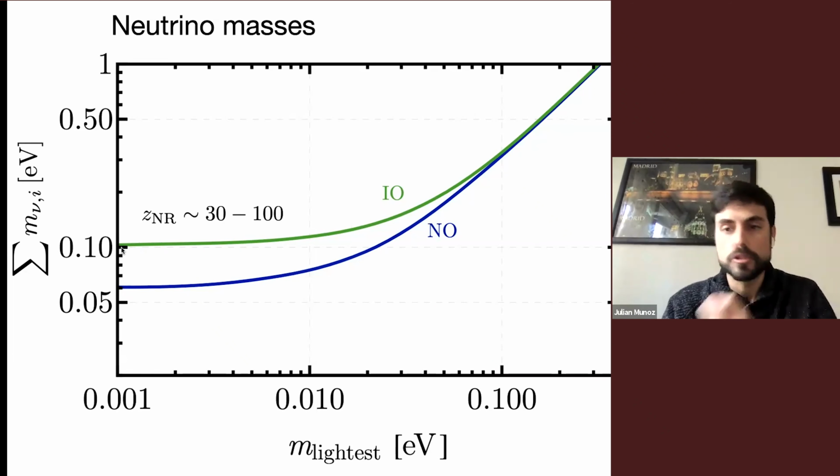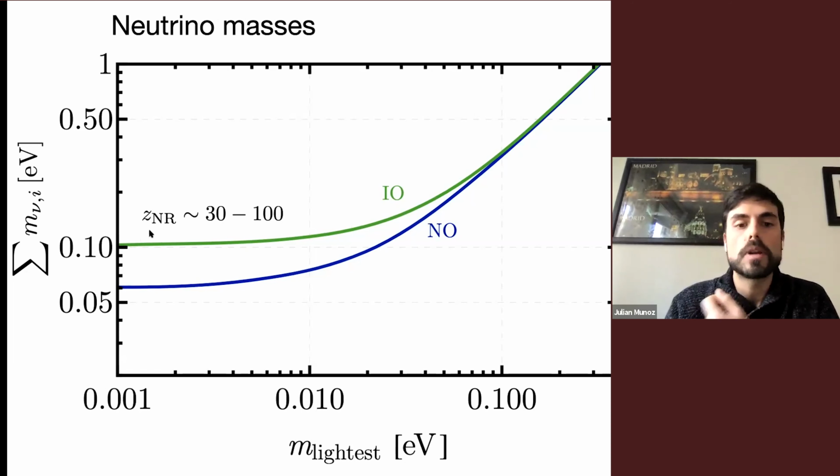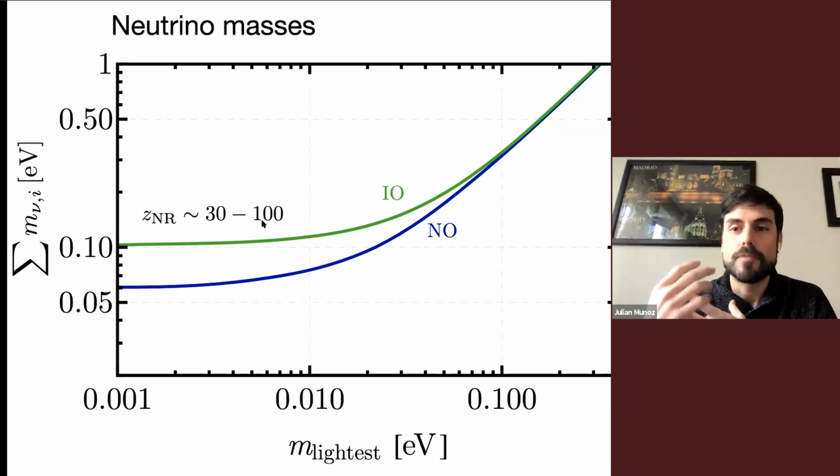And given the temperature of the neutrinos that we know, which is about 2 Kelvin, give or take, these particles should become non-relativistic at some point in cosmic history, at about redshift 30 to 100. And this is important because once the particles become non-relativistic, they become part of the cosmic matter density and they affect the evolution of structure. And it is something we can measure really well in cosmology.